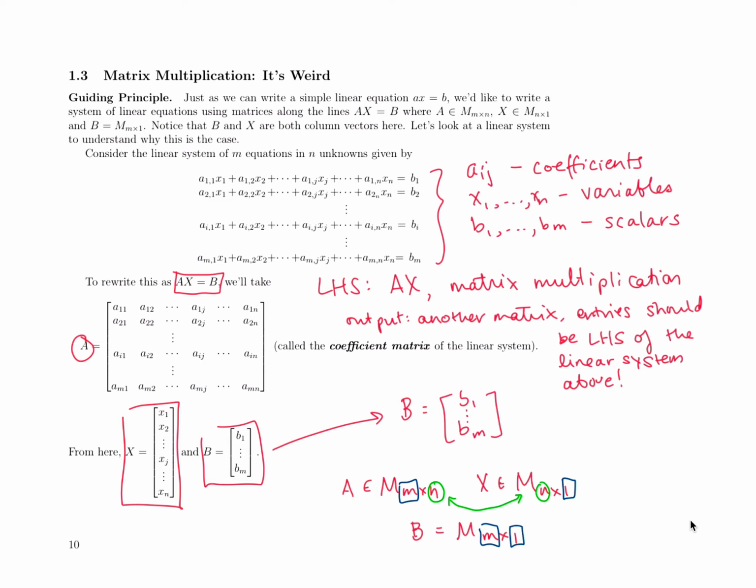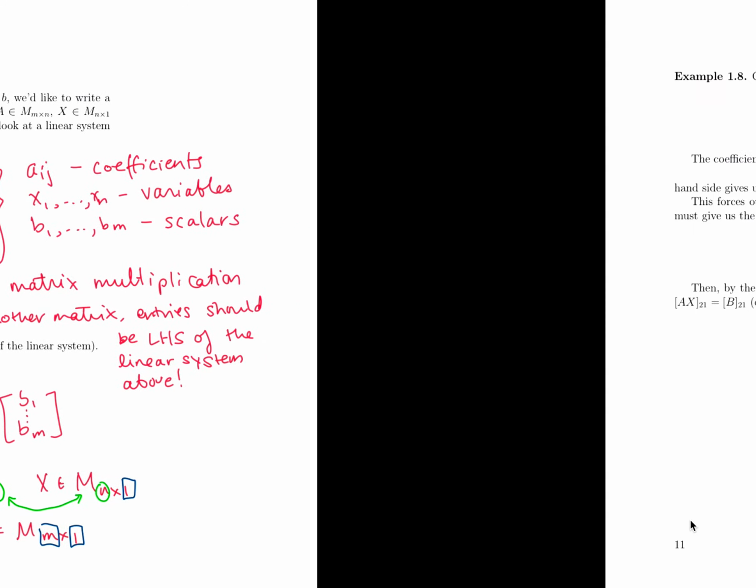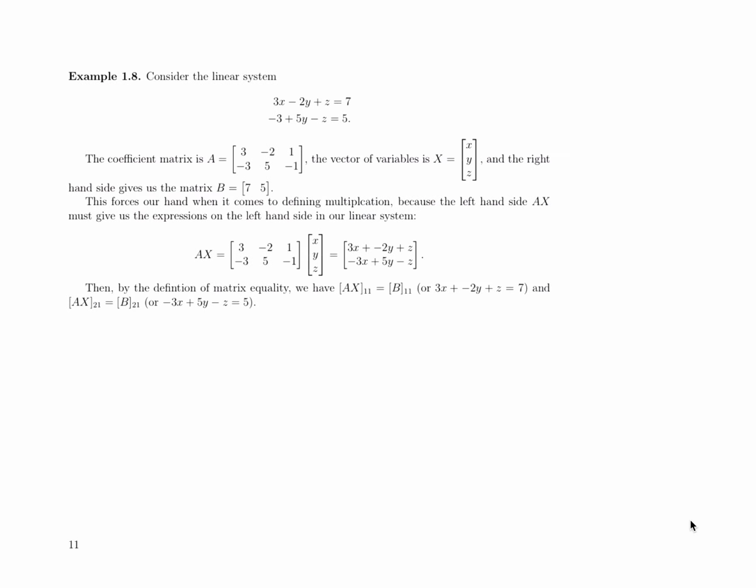So we already see that our matrix multiplication is going to be a little bit weird. We're going to need to make sure that the matrices we multiply together have matching numbers of columns and rows in a certain way, and the output matrix is going to steal its dimensions from part of the matrices that we're multiplying. Okay, so let's actually see then what this looks like in an example. And after this example, we'll get into the formal definition.